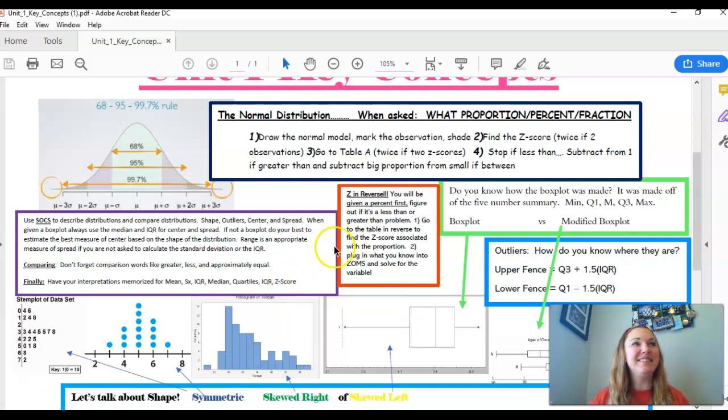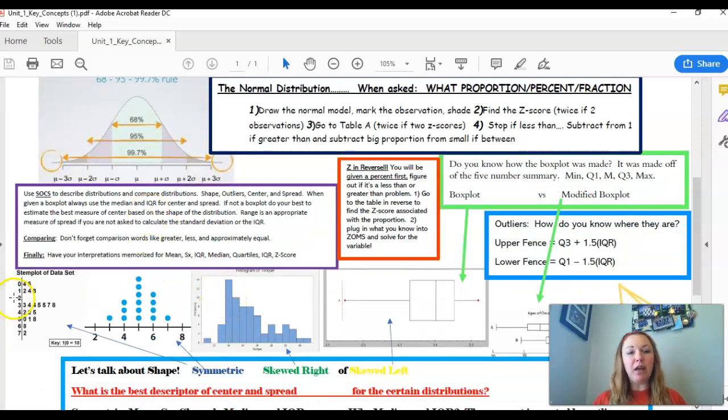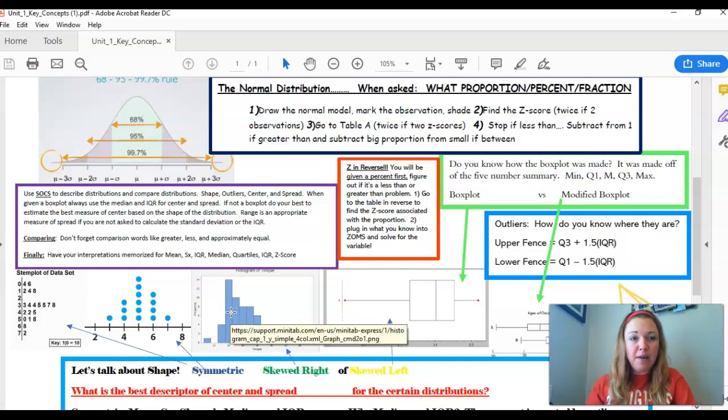Love you, buddy. Okay, next let's talk about a distribution, okay? A distribution when we need to use SOCS. So you should be able to look at these three distributions here, 1, 2, and 3, and you should be able to describe those distributions. So anytime they ask you to describe a distribution, you're going to use SOCS. What does SOCS stand for again? The shape, outliers, center, and spread, okay?